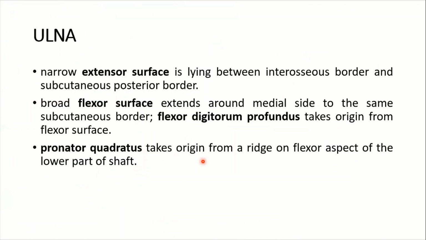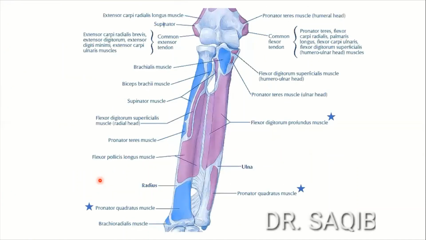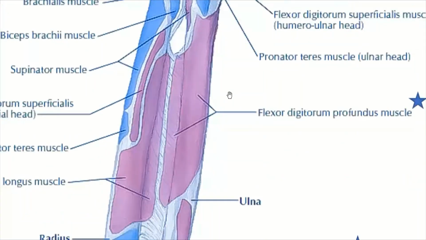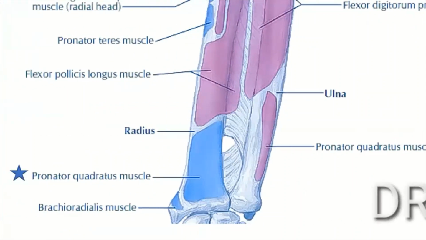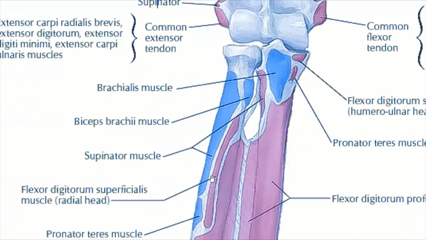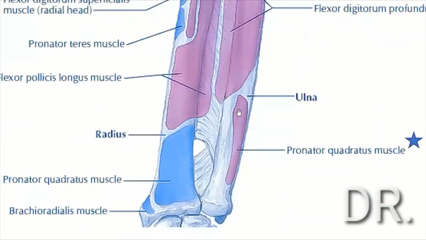Pronator quadratus takes origin from a ridge on the flexor aspect of the lower part of the shaft. Here I have to enlarge it. This is the pronator quadratus attachment. You identify the bones: this is the radius laterally, and this is the ulna medially. Medially is the origin, the red color is the origin, so the pronator quadratus muscle takes origin from it.